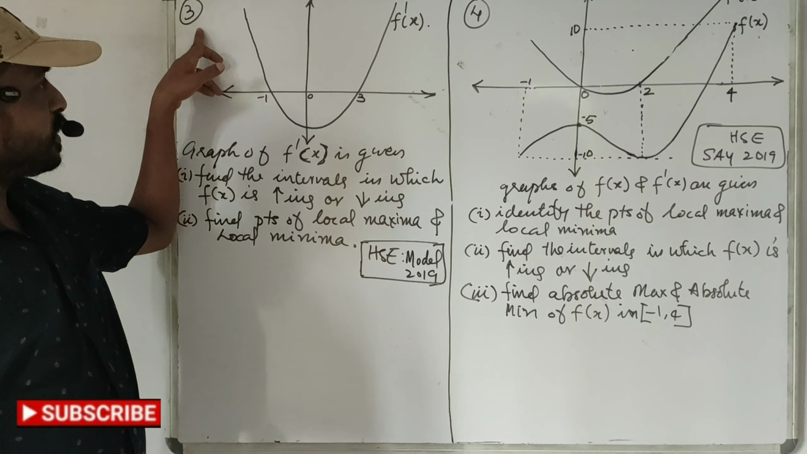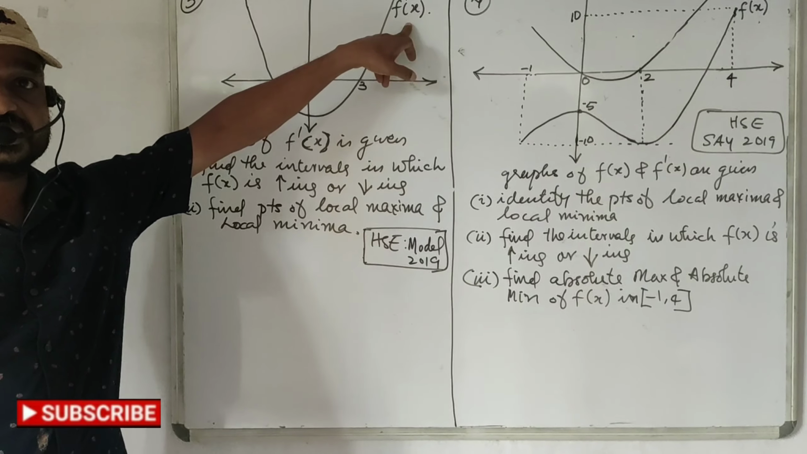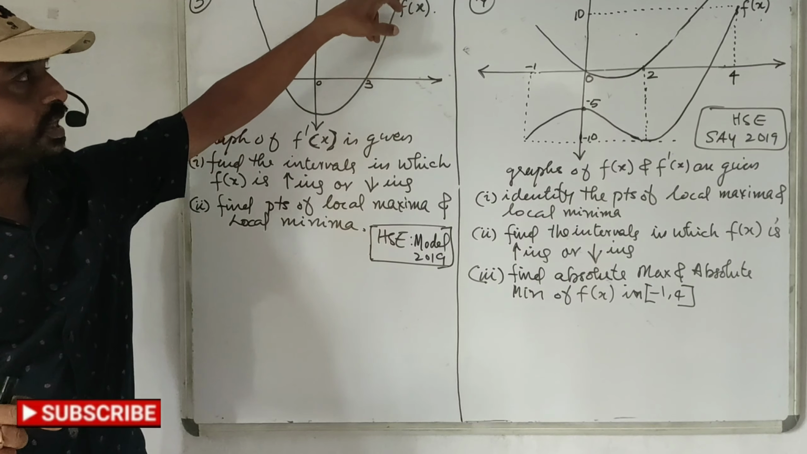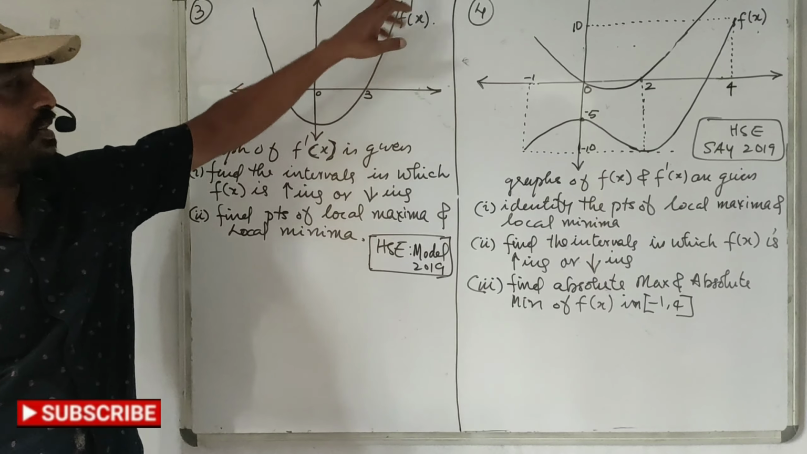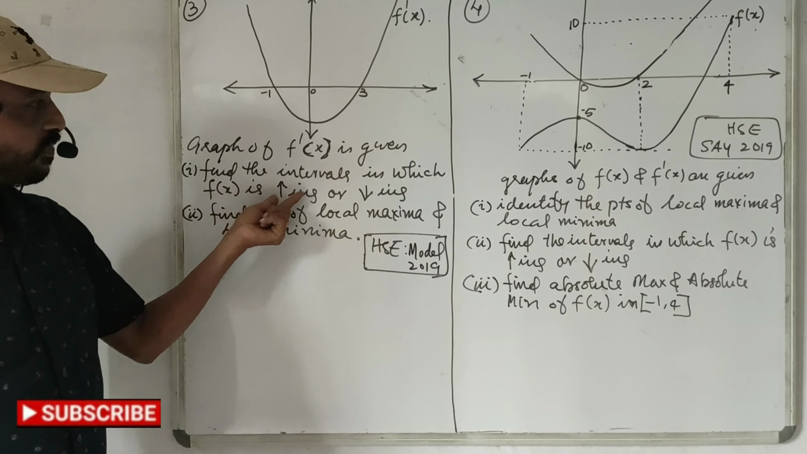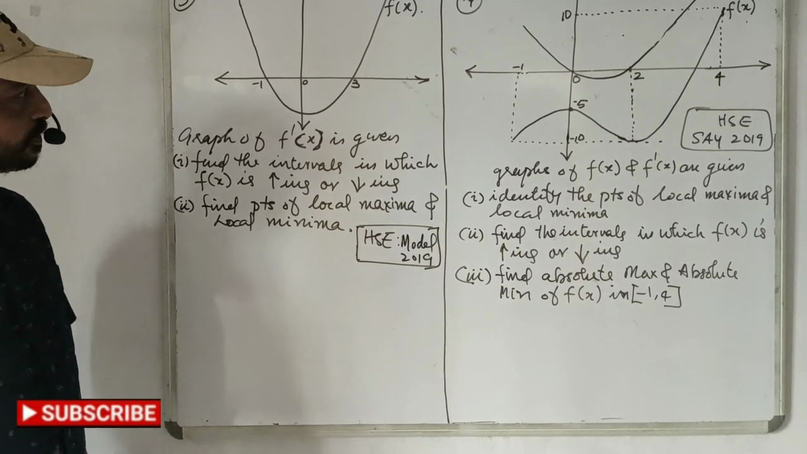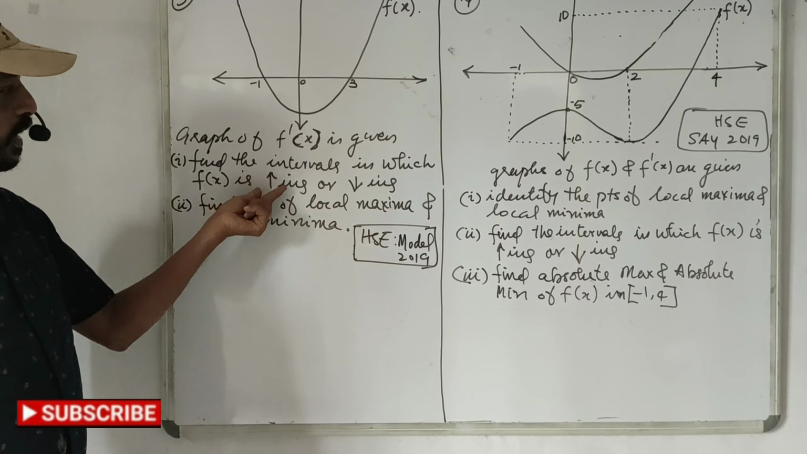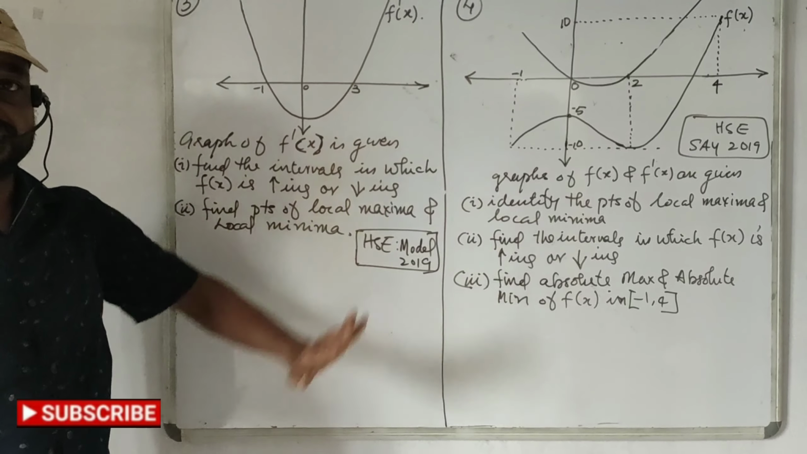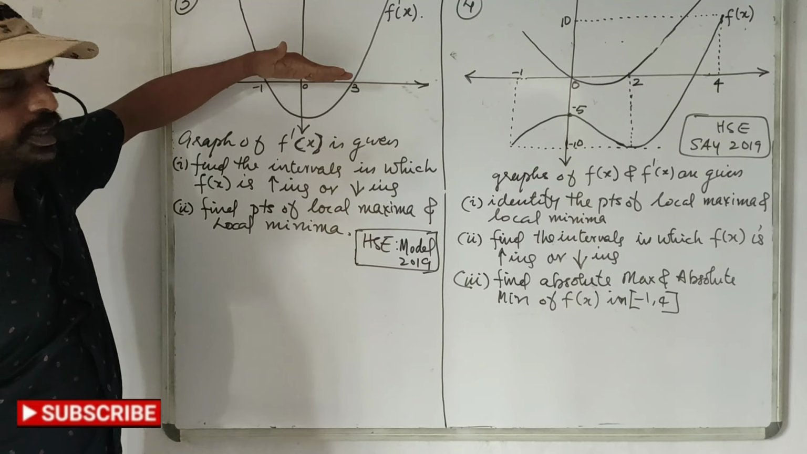Now let us go to the third problem. Here we are given the graph of f dash of x. We are given not the graph of f of x, but the graph of f dash of x. You are required to find the intervals in which f of x is increasing or decreasing, and the points of local maxima and local minima. See, if f of x is increasing, f dash of x will be positive.